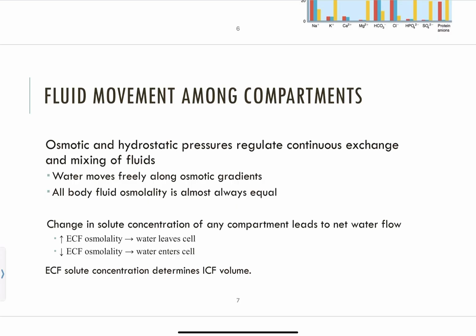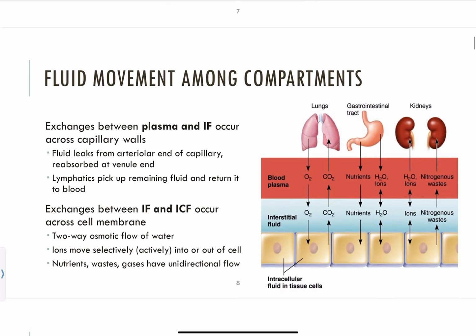So the reverse is true if we're talking about lowering the extracellular fluid osmolality, which would mean that extracellular fluid is really dilute and we have few solute particles. That's going to cause the water to actually leave the extracellular space and go into the cell itself. So usually it's the extracellular fluid concentration that's going to determine the overall intracellular fluid volume and the movement of water. This is just showing you some things that can cross the membrane. We've already covered all of this. It's just a refresher if you want to take a look at that.